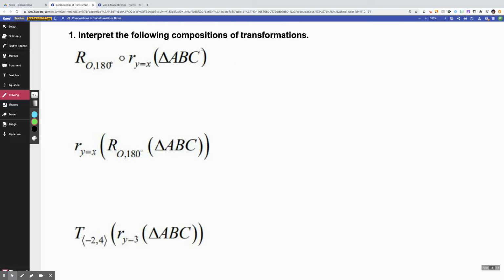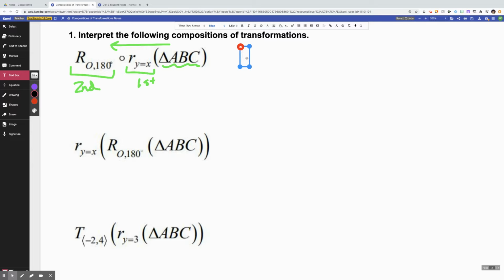Remember, our rule when we're dealing with compositions of transformations is we always read from the inside out, or you can think of it as reading from right to left. Always the transformation that's closest to the figure comes first, and then the one that's further out comes second. If I was to interpret this one, I would start with what's being transformed, which is this triangle. So triangle ABC is, and then you want to say what's actually happening.